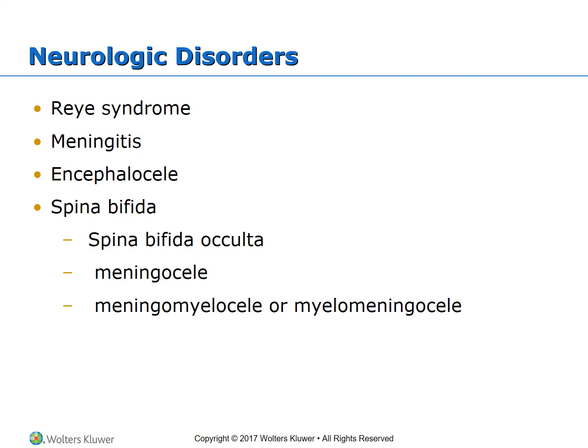Neurological disorders: Reye syndrome. It is an acute and potentially fatal childhood disease. It causes swelling in the liver and brain. It's rare. The etiology is unknown. It may be associated with an inherited metabolic disorder.